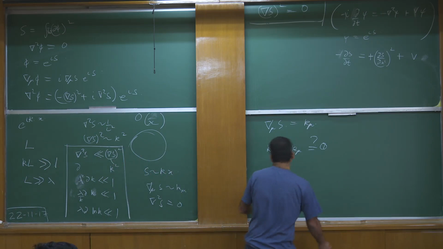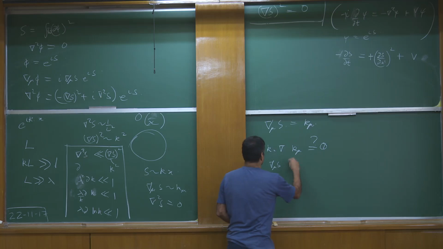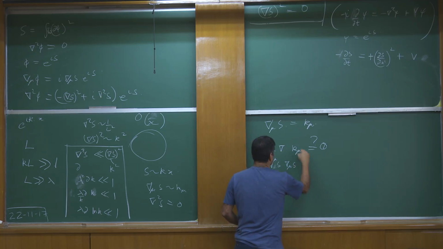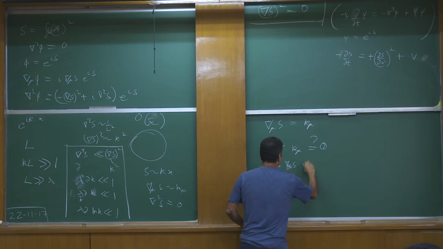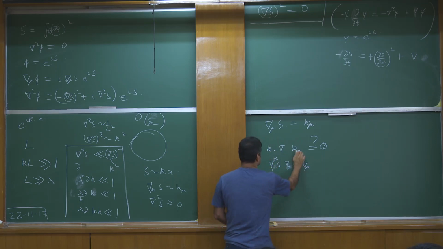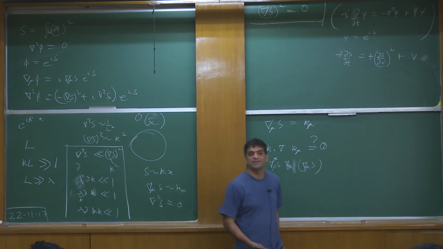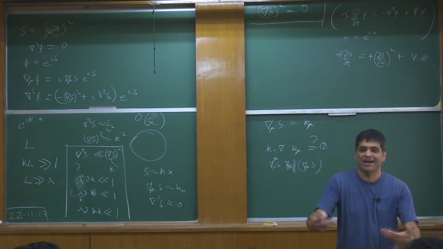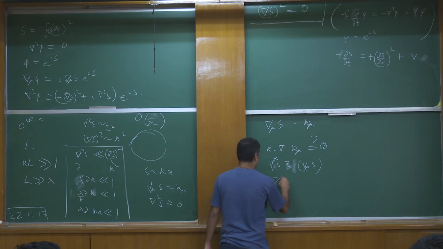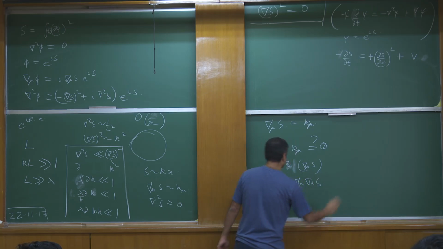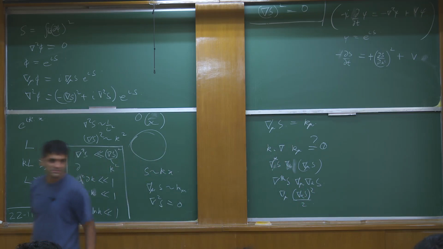Because this is del mu s, let's put it up here: del alpha s times del alpha of del mu s. Right, I've just substituted what k mu is. But since s is a scalar, I can interchange the derivatives with no penalty, because the scalar is in the trivial representation. So the commutator is acting on the trivial representation, giving 0. Okay, so this is del alpha s times del mu del alpha s. But this is the same as del mu of (del alpha s)^2, over 2, which we know is 0. It's 0 everywhere. So it's the derivative of 0.